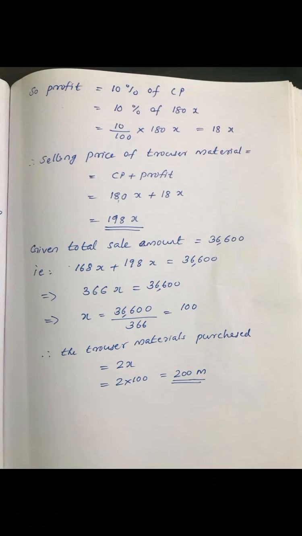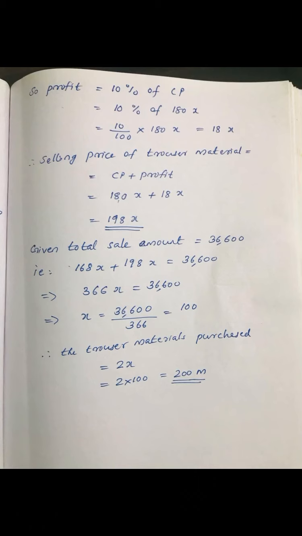So that will be CP plus profit. What is the CP? 180x. And profit we find it as 18x. The sum of these two will be 198x. And also given the total sale amount is given how much? 36,600 rupees. So that we can equate.